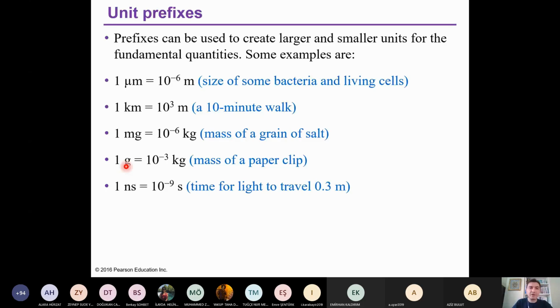So you can convert 1 micrometer to the meter, okay? This is the size of some bacteria and living cells. 1 kilometer can be converted to the meter, okay? And 1 milligram can be converted to the kilogram. 1 gram can be converted to the kilogram. 1 nanosecond can be converted to the second, 10 to minus 9 seconds. So here I have already discussed the British system.